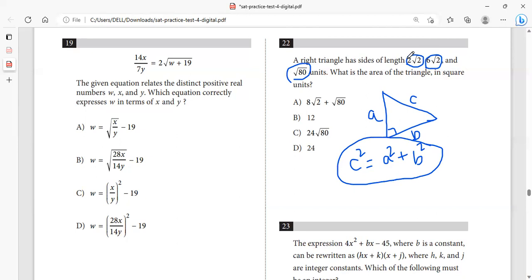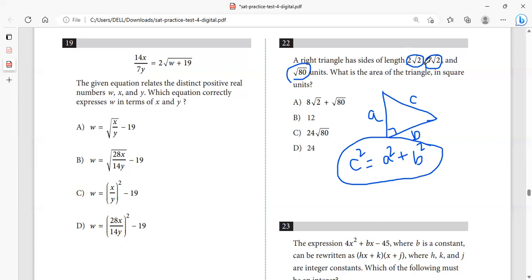Why can't we apply the formula of area of a triangle? We could have done that, right? It's asking for area. We have all the sides. So why is it that we are starting with the Pythagoras theorem for question number 22? I mean, I don't know. No, I mean, I thought it was okay.